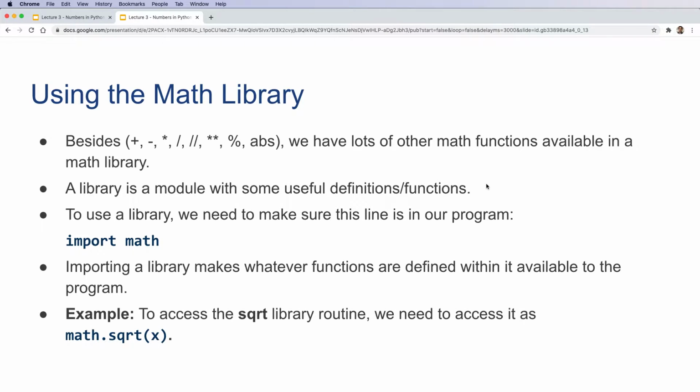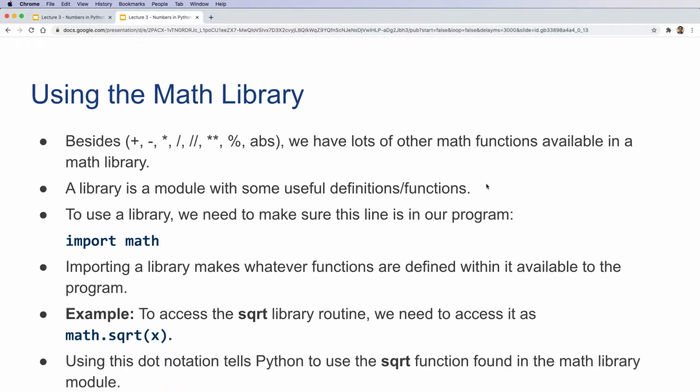For example, to access the square root library routine, or sqrt, we need to access it as math.sqrt and pass in a value. Using this dot notation tells Python to use the sqrt function found in the math library module.